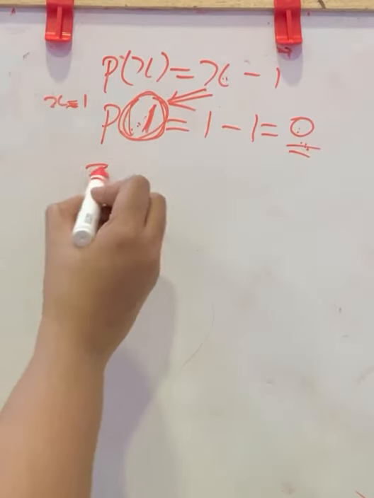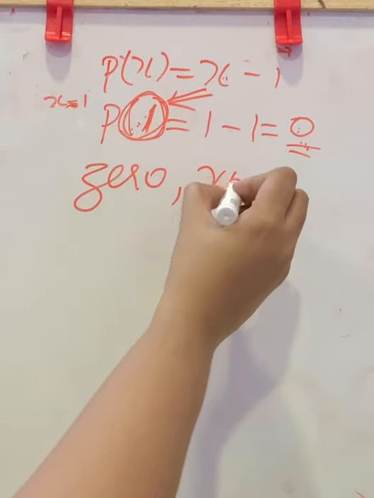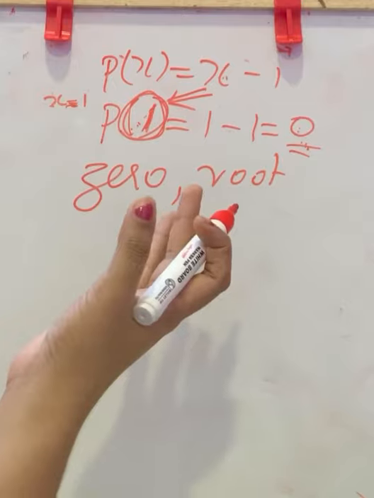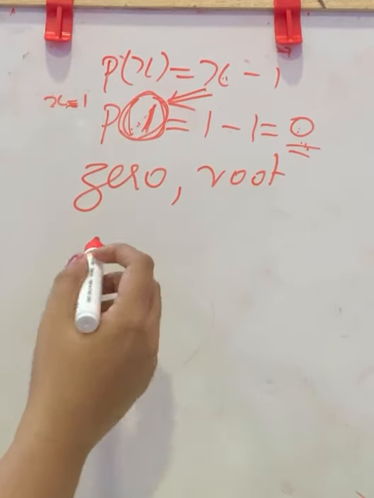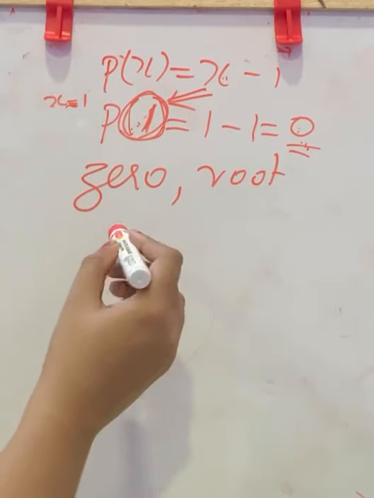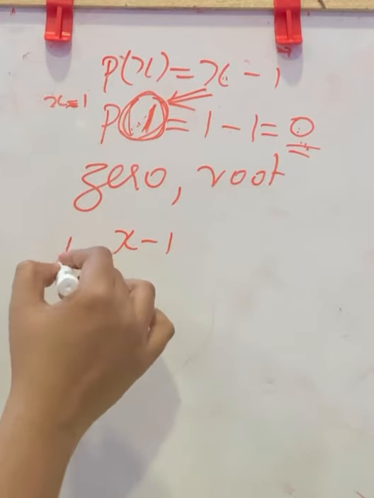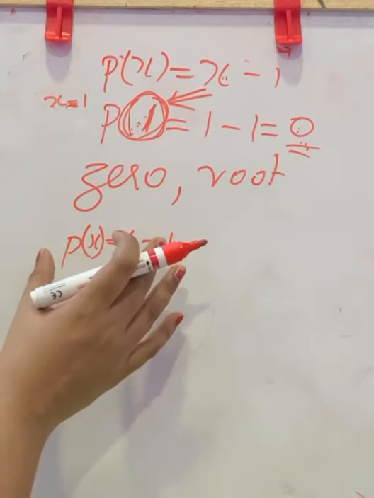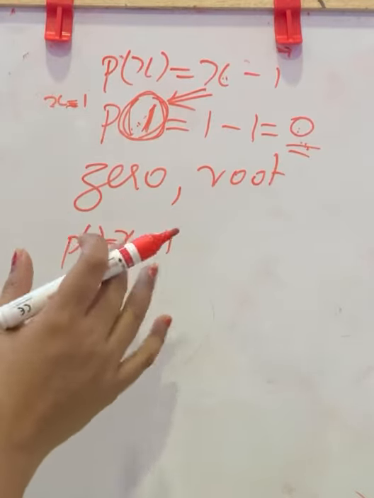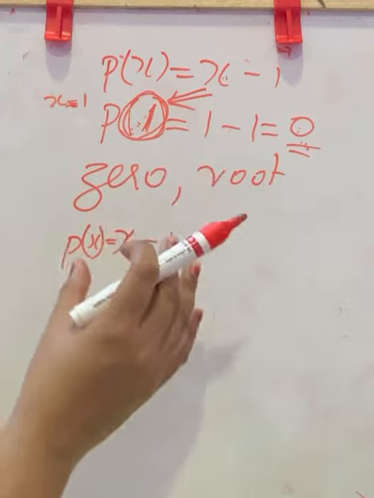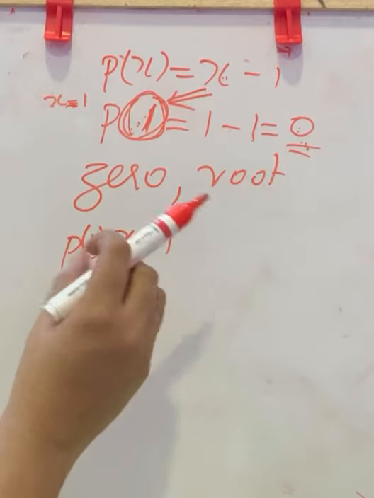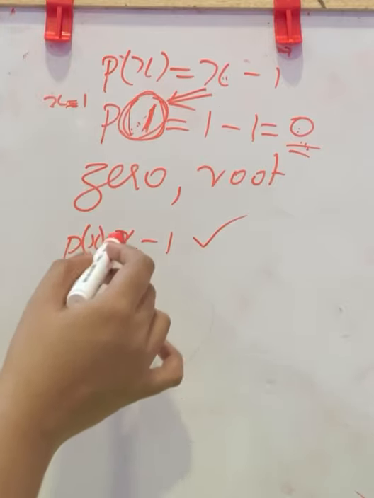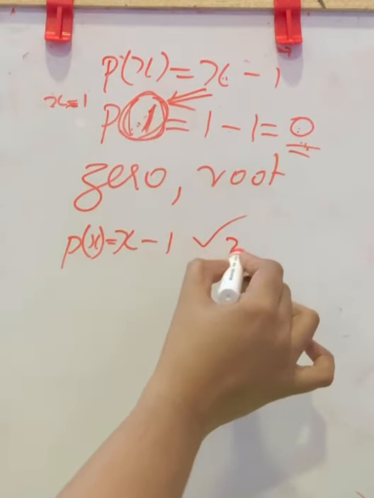Now, zero or root. What is the difference between zero and root of a polynomial? When we are talking about a function, that is p of x is equal to x minus 1, this is a polynomial function. Here this is not an equation. X minus 1 is only that, x minus 1. So for this polynomial function, we can say 1 is the zero of the polynomial.